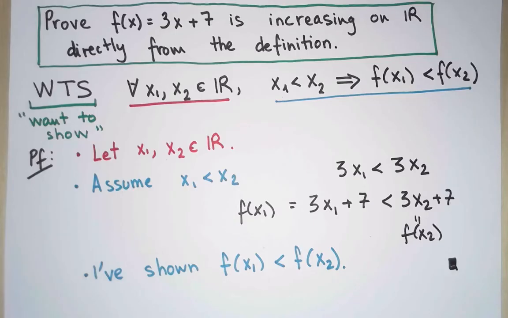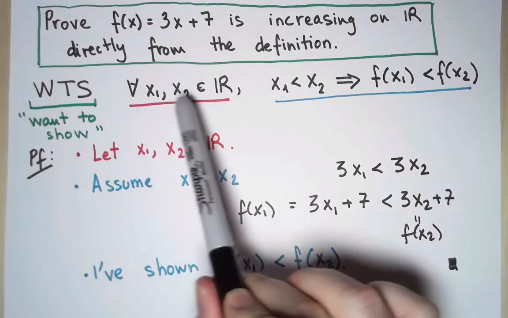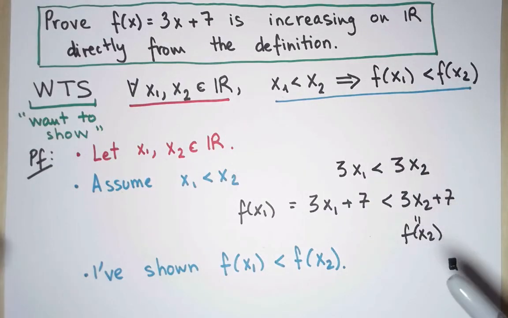The important lesson I want to take away from this, however, is that I didn't need to memorize that this is the structure of a proof that something is increasing. If I know what the definition of increasing is, then the structure is entirely contained in there. And the same is true for any other definition of any mathematical concept.